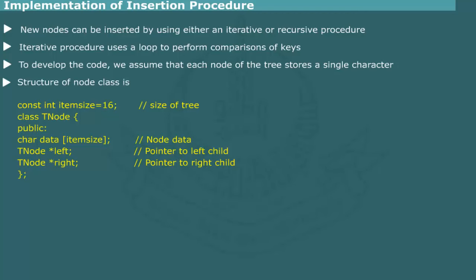The structure of the node class is shown in the figure. The T-node class contains node data. It contains a pointer to the left child. It also contains a pointer to the right child. The complete code for the iterative insertion procedure is given in the reference notes.